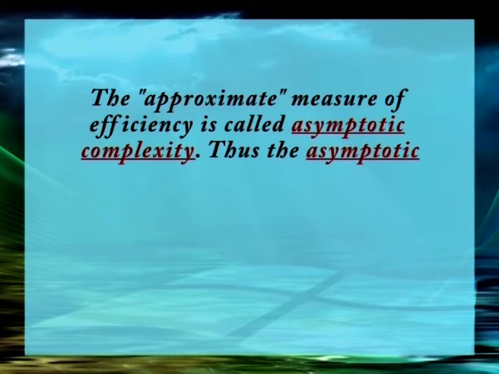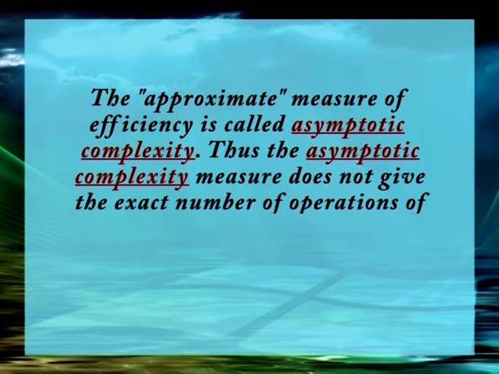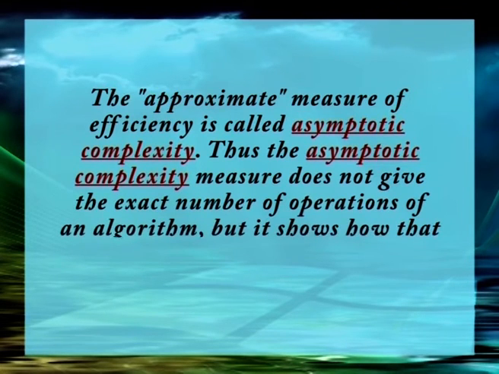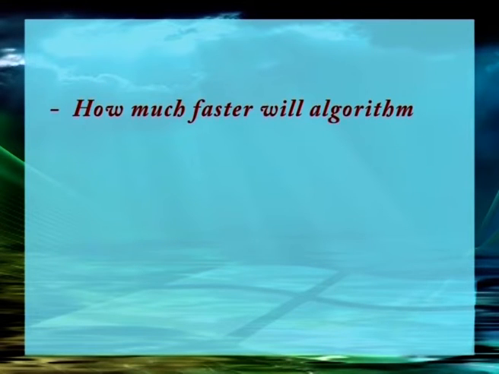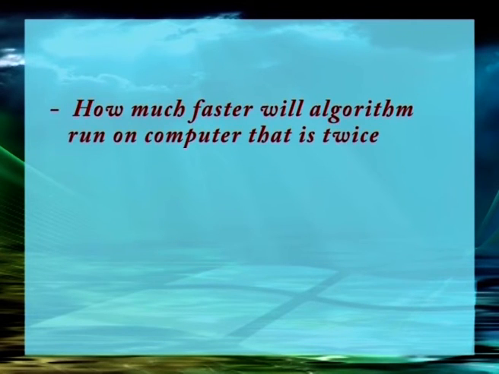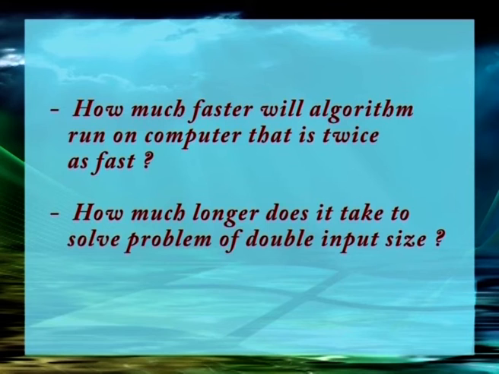Thus, the asymptotic complexity measure does not give the exact number of operations of an algorithm, but it shows how that number grows with the size of the input. That is, how much faster will an algorithm run on a computer that is twice as fast? How much longer does it take to solve a problem of double input size?